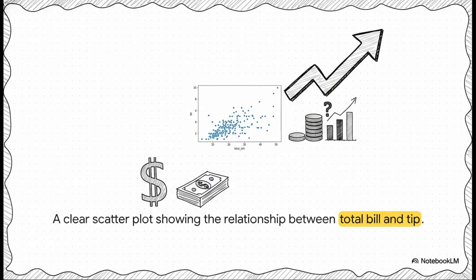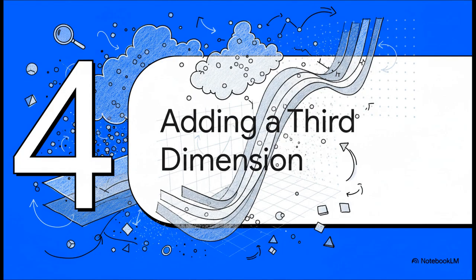Instantly, we can see the pattern, right? As the total bill gets higher, the tip also tends to go up. The plot is clean, the points are clear, the axes are labeled for you. It just works. Okay, so that's cool, but what if we want to get a little more sophisticated?